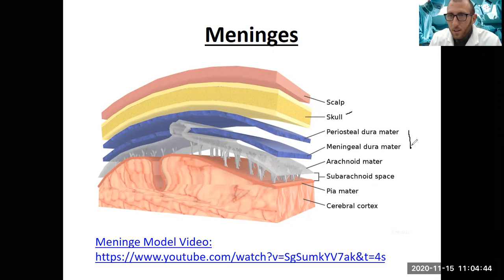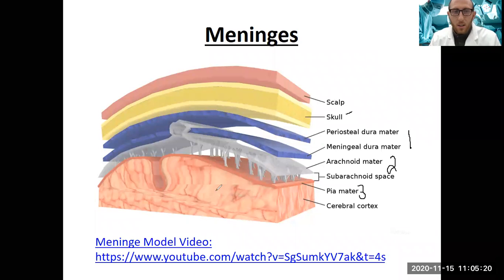They are the dura mater, including a periosteal and meningeal layer, but together that's the dura mater. Then we've got the arachnoid mater, the next deepest. And finally, the most deep, the pia mater. So the three different meningeal layers are the dura mater, arachnoid mater, and pia mater being most deep.